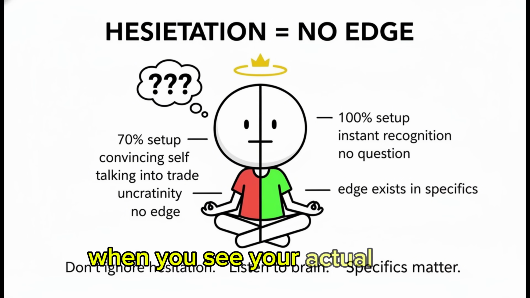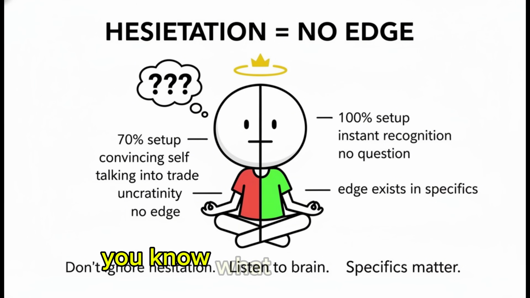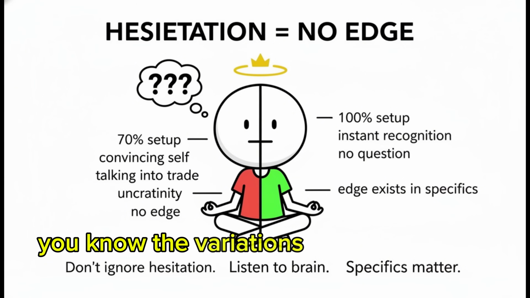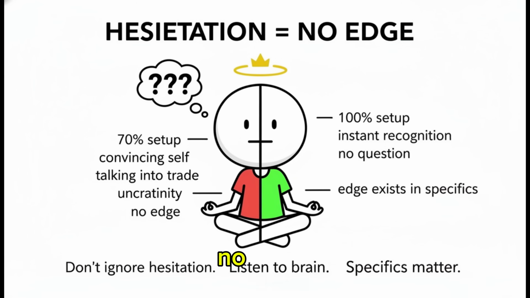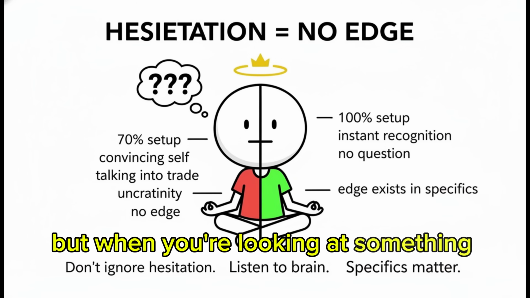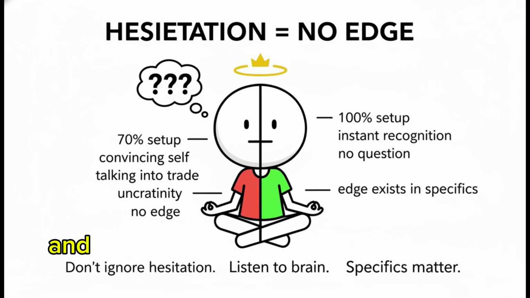When you see your actual setup, there's no question. You've seen it 100 times. You know what happens next. You know the variations. You know when it works. That knowledge creates instant recognition. No delay. But when you're looking at something that's 70% your setup, you hesitate. Because it's not quite right. And that hesitation is your brain telling you this isn't it.